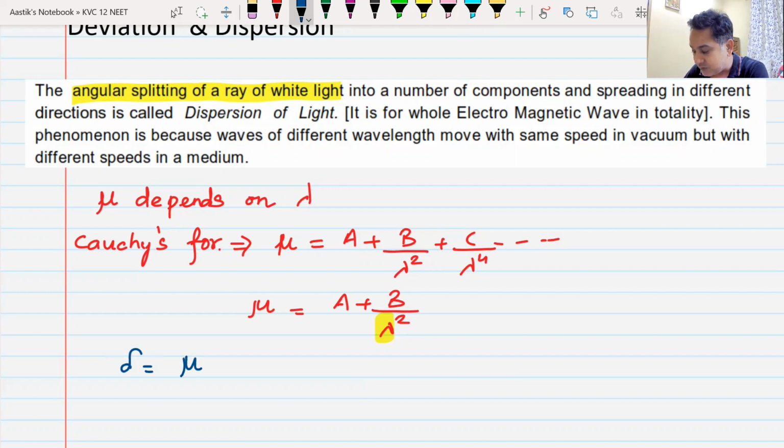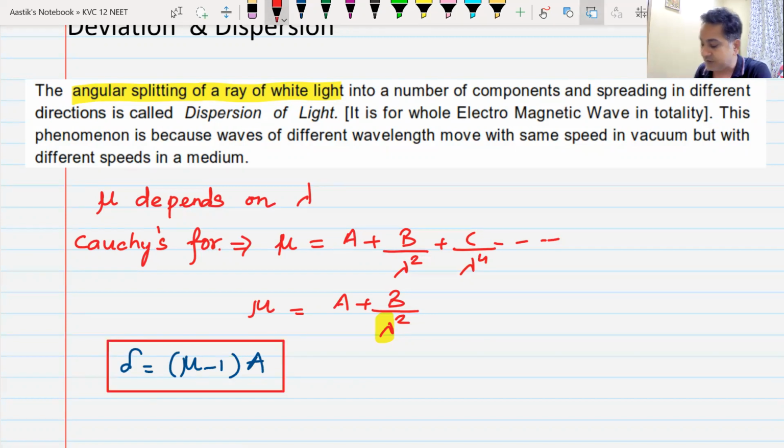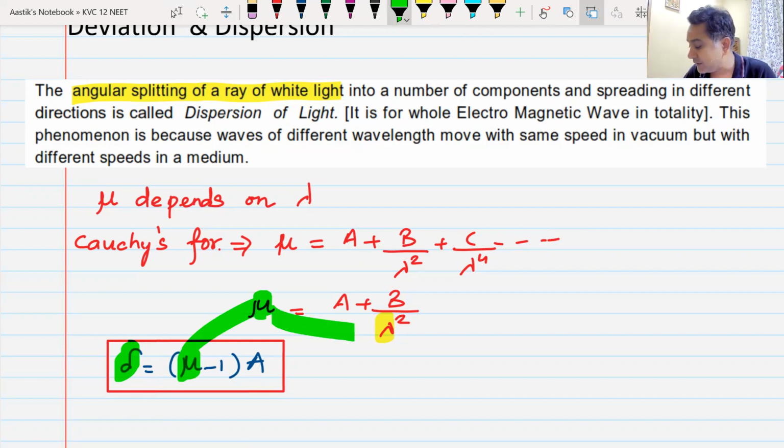The formula of deviation for a thin prism was (mu minus 1) multiplied by A. Do we recollect it? That was the formula for deviation by a thin prism. That means this deviation delta depends on mu. Yes or no? And this mu basically depends on lambda. It is inversely proportional to lambda. Therefore, if different wavelengths fall on the prism, they will be deviated differently. Yes or no? Do we understand this?